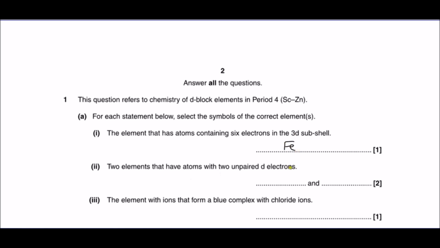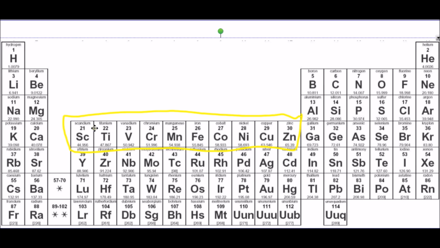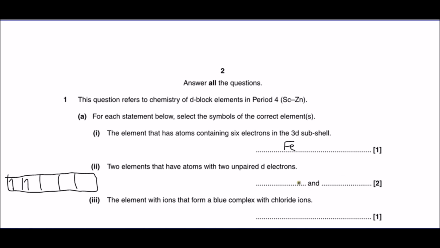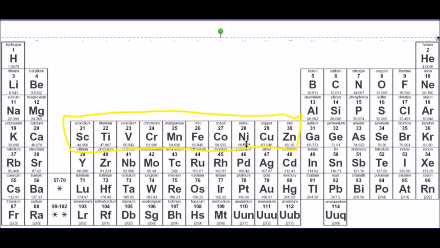Next one, 2 elements that have atoms with 2 unpaired D electrons. So if we go back to F321, when we did electrons in boxes, and we start filling, so these are my 5 D orbitals, start putting those D electrons in. First one with 2 unpaired electrons is the element that is 3D2, which would be titanium. And then if we carry on filling that D subshell until we get another 2 unpaired electrons, and there they are. So it's the element that is 3D8, which would be nickel.